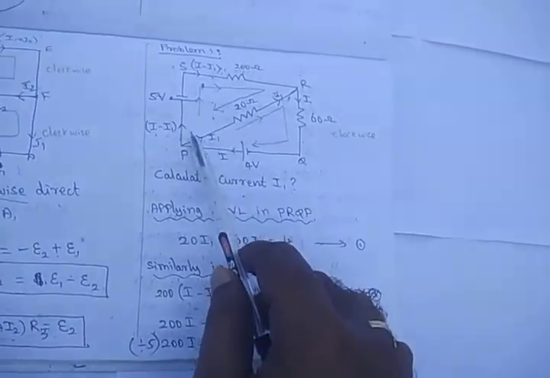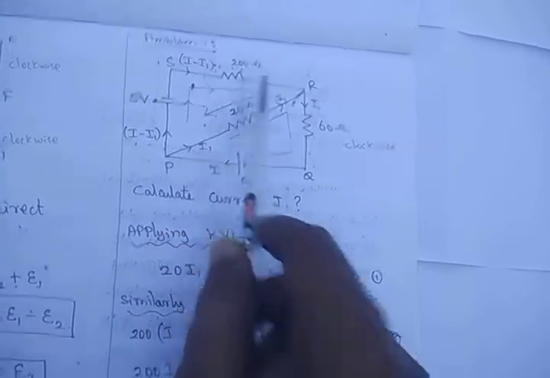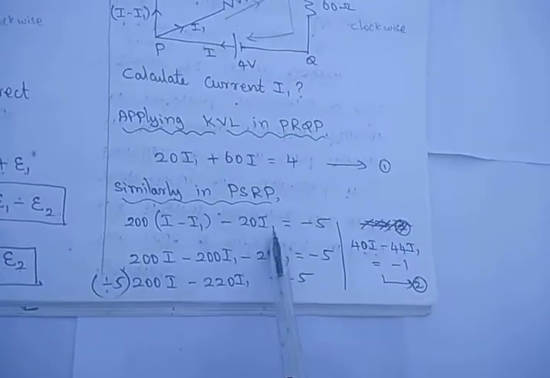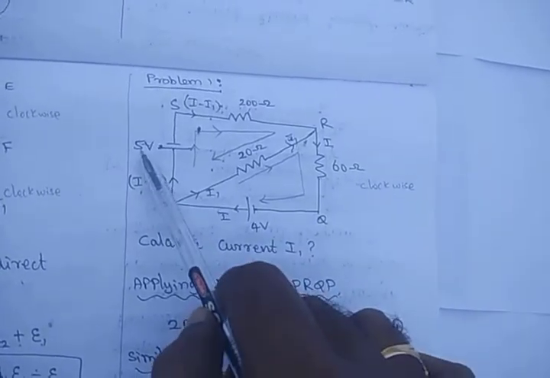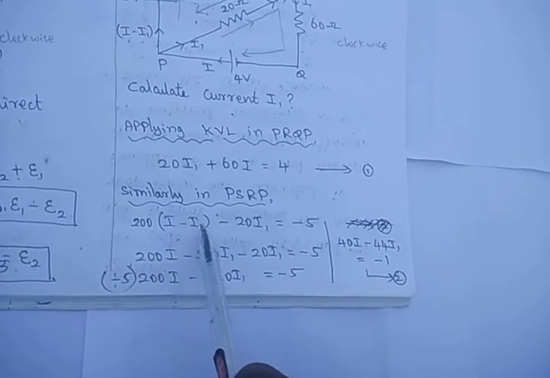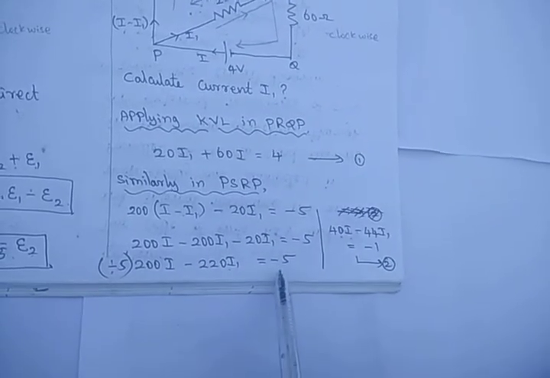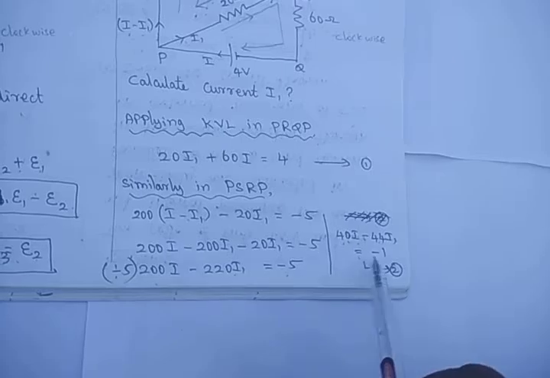For this loop, what is the traversing direction? If you are moving like this, it is I minus I1 into 200. If you come like this, the current direction is opposite to the traversing direction, so it is minus 20 I1. Then again the traversing direction in the EMF is from positive to negative, so it is minus 5. Dividing by 5 on both sides, that is 200 I minus 200 I1 minus 20 I1. So 200 I1 and 20 I1 make 220 I1. Dividing the whole equation by 5, we get 40 I minus 44 I1 equal to minus 1.